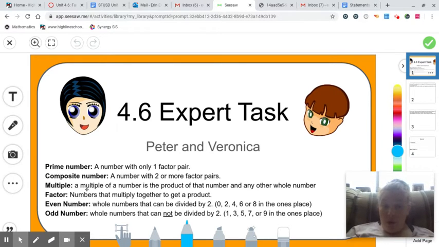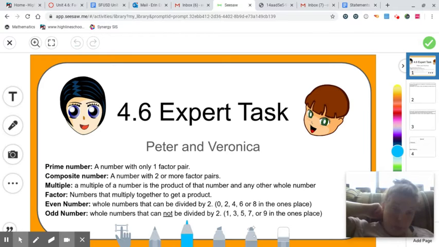A multiple of a number is the product of that number and any other whole number. A factor is a number that is multiplied together to be a product. Even whole numbers can be divided by 2, and odd whole numbers cannot be divided by 2. While this is a lot of vocabulary, these are probably some of the most important vocabulary words we want to take on to 5th grade.